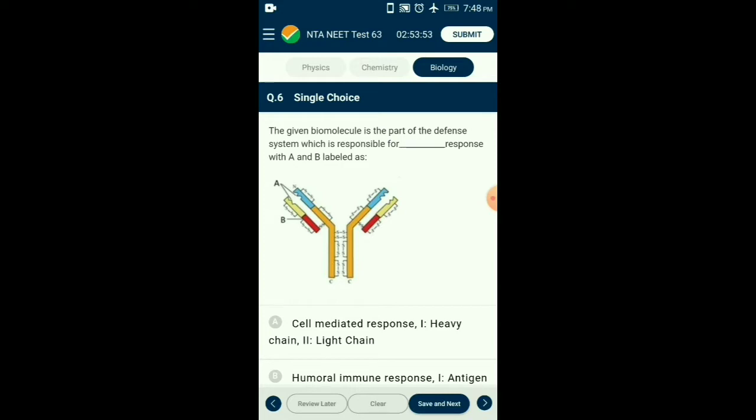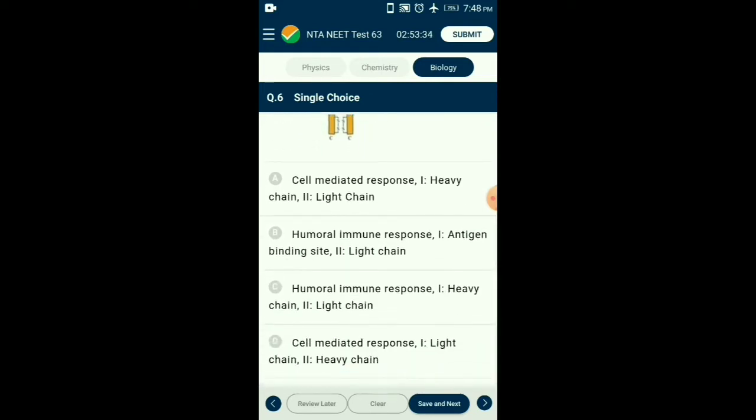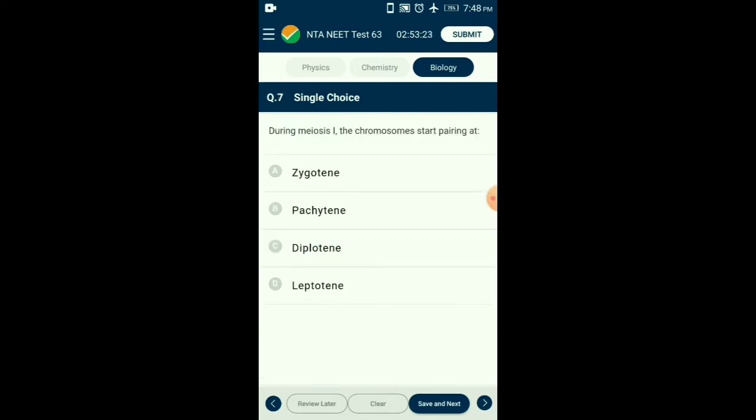Each antibody has 4 peptide chains, 2 small which are light and 2 heavy which are long chains. The antibody recognizes the pathogen, called an antigen, via the variable region which is the antigen binding site. So the answer for this question is option B. Humoral immune response 1, antigen binding site is 2, light chain. Question number 7.